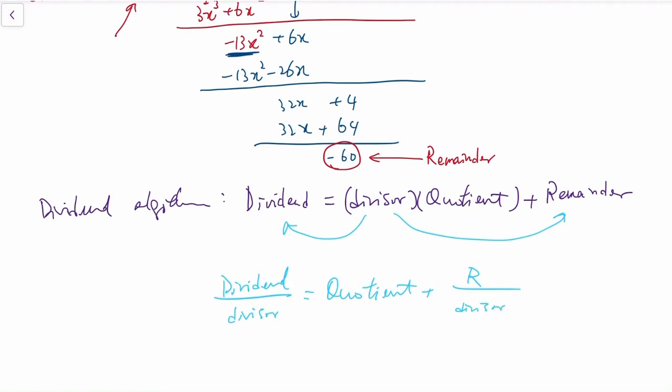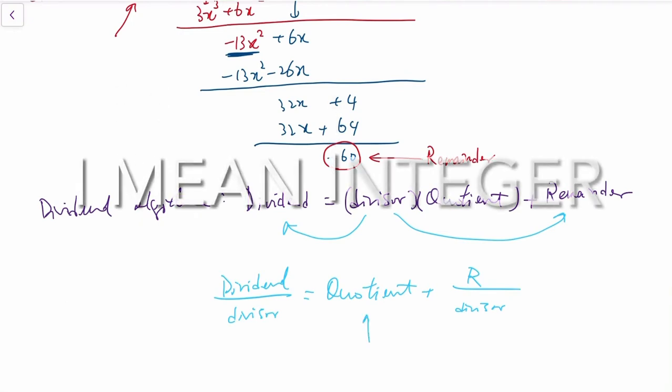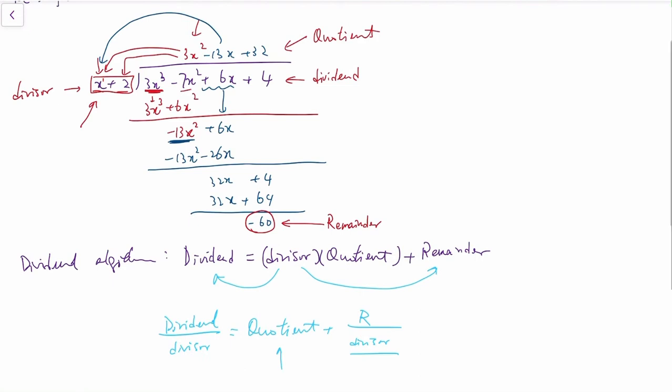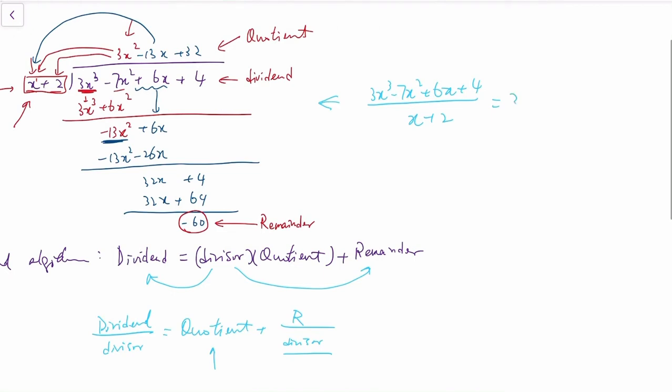You may recognize this as changing an improper fraction into a mixed fraction. This quotient would be the integral part, with the remaining proper fraction. What that means is I can also write this original thing, this result of the division, as the dividend over the divisor. This would be the same as this.